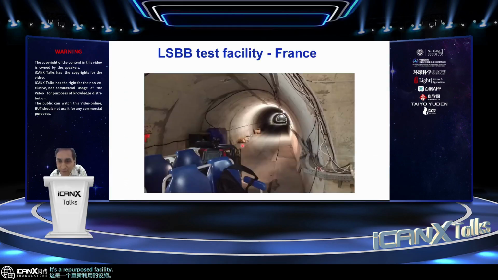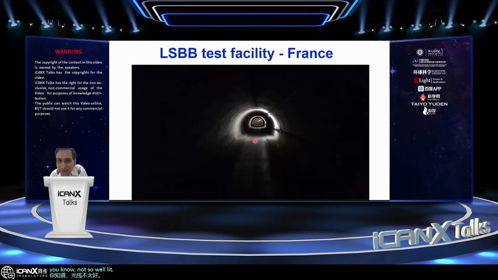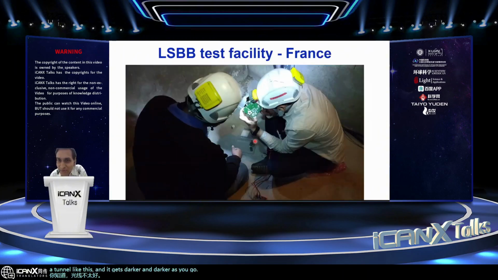So you have to, in fact, travel more than 1 kilometer down a not so well lit tunnel like this, and it gets darker and darker as you go deeper and deeper, and you get into a small little cabin laboratory that looks like this. So we were both in hard hats, and this is us trying to figure out what was wrong with one of our circuit boards. Clearly not the best place to be doing that.